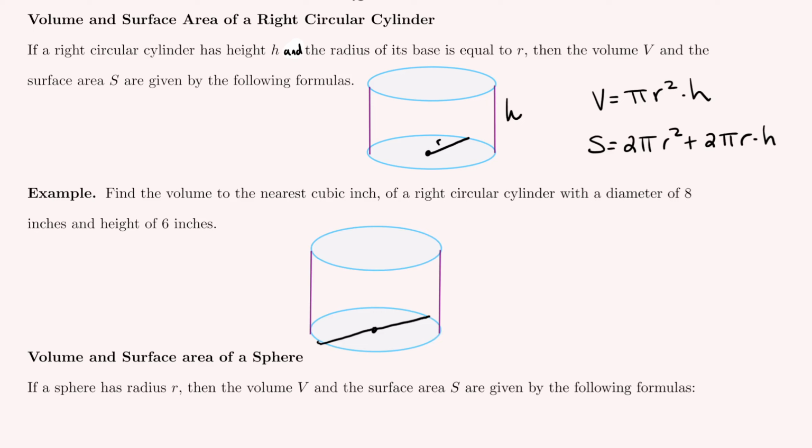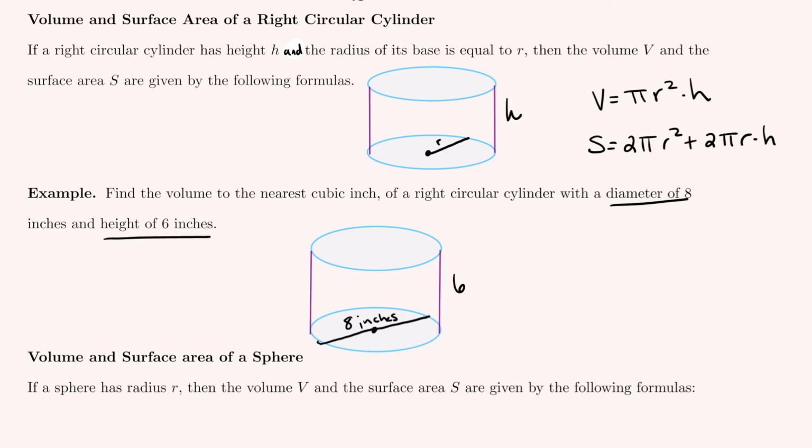So we know the diameter is 8 inches, so this entire distance all the way across the circle is 8 inches. And the height is 6 inches. So we know the vertical height is 6 inches.